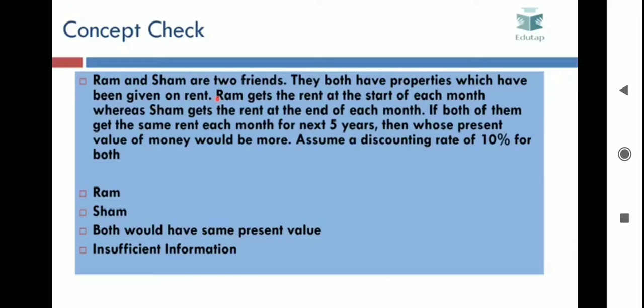Ram and Shyam are two friends. They both have properties which have been given on rent. So Ram and Shyam both have given their properties on rent.